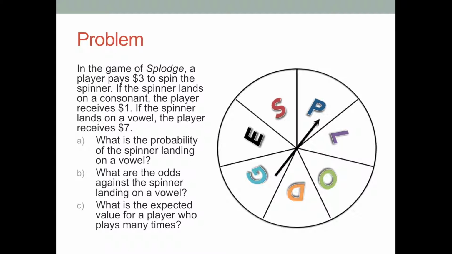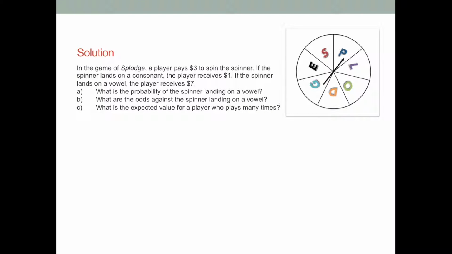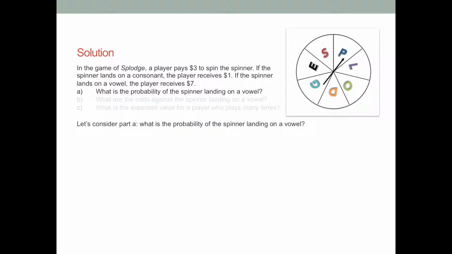A. What is the probability of the spinner landing on a vowel? B. What are the odds against the spinner landing on a vowel? And C. What is the expected value for a player who plays many times? Let's consider part A. What is the probability of the spinner landing on a vowel?